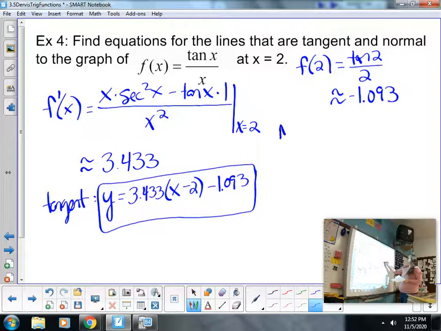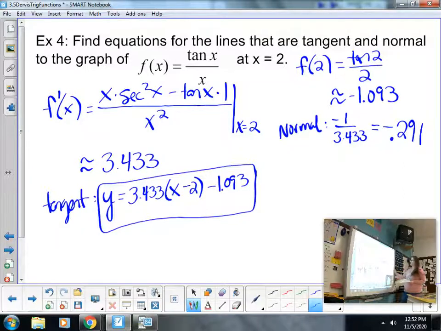Now for the normal line, I do have to find the negative reciprocal of my slope. So that's going to be negative 1 over 3.433, which is going to give me negative 0.291. Because you do need to have a perpendicular. It's negative reciprocal, so I take that 3.433, divide it, or 1 divided by that, and then change the sign, so negative 0.291. So my normal line is going to be negative 0.291 times x minus 2, and then minus 1.093.